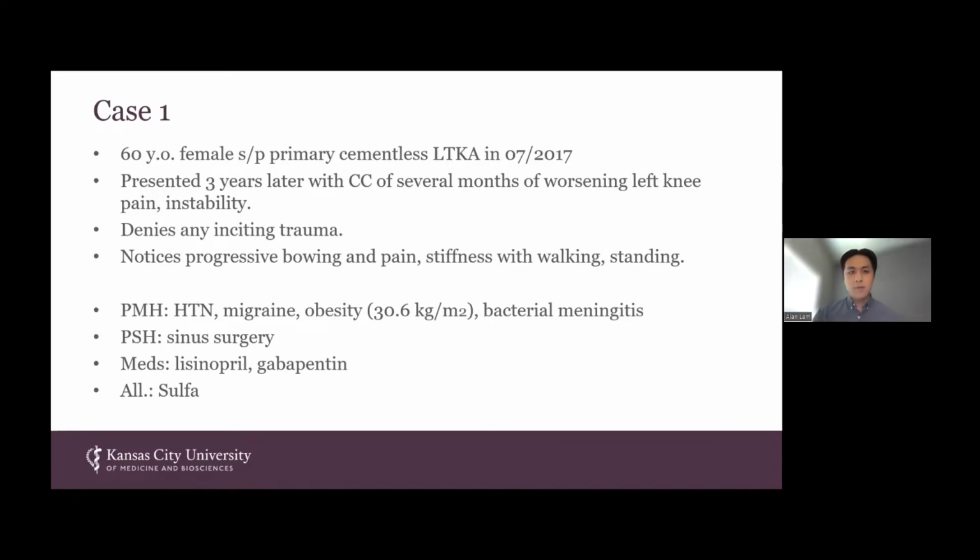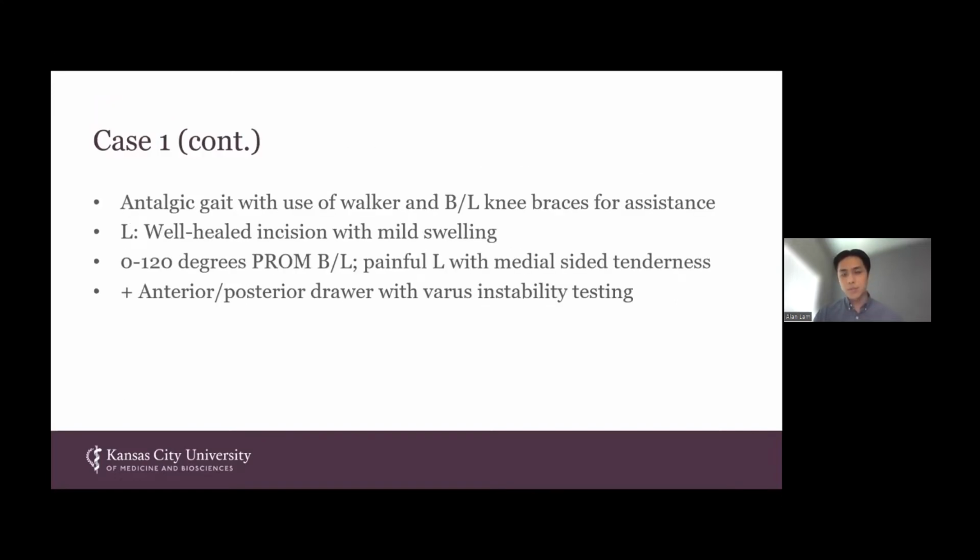Now for that office visit, upon physical exam, she presented with an antalgic gait, with use of a walker that was not present after her first knee replacement. She was also using bilateral knee braces to provide more stability. Upon inspection of the left knee, there was a well-healed incision where the knee replacement was, with mild swelling, no significant evidence of any acute infection.